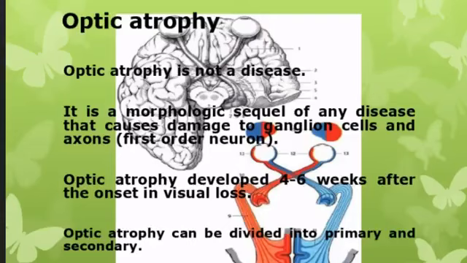Optic atrophy. Optic atrophy is not a disease. It is a morphological sequela of any disease that causes damage to the ganglionic cells and axons, which are the first order neuron. Optic atrophy develops 4 to 6 weeks after the onset of visual loss. Optic atrophy can be divided into primary and secondary.